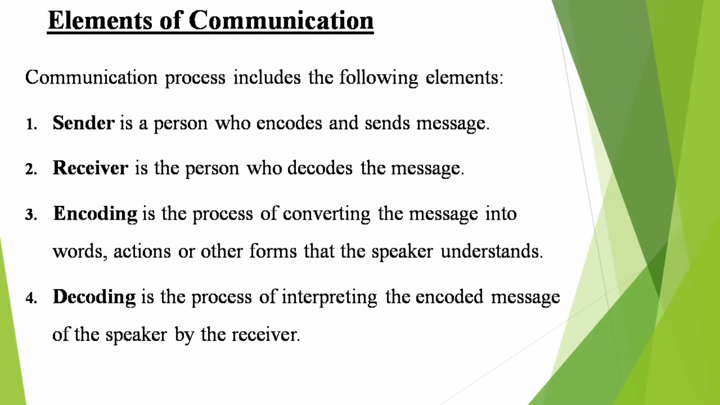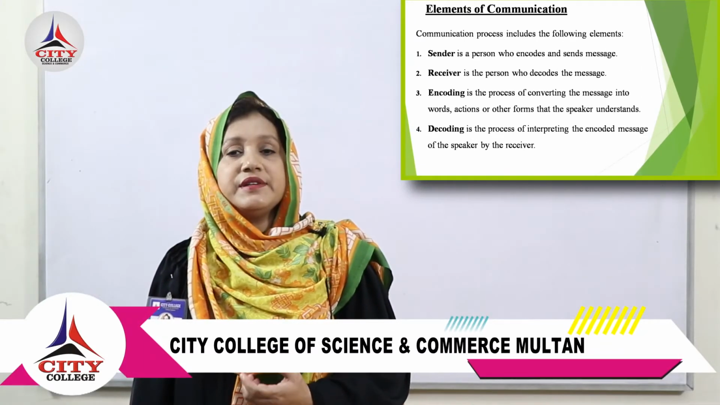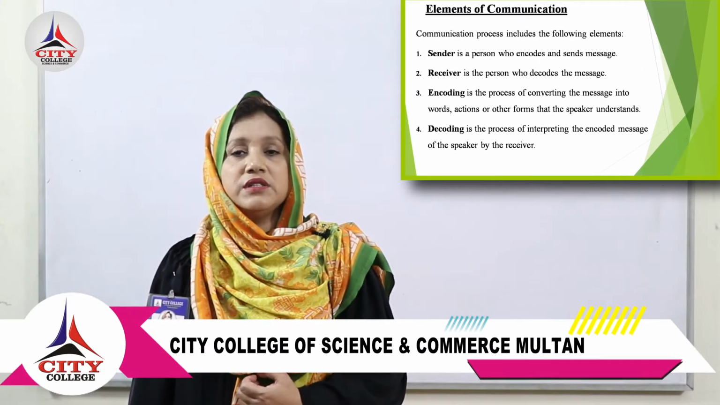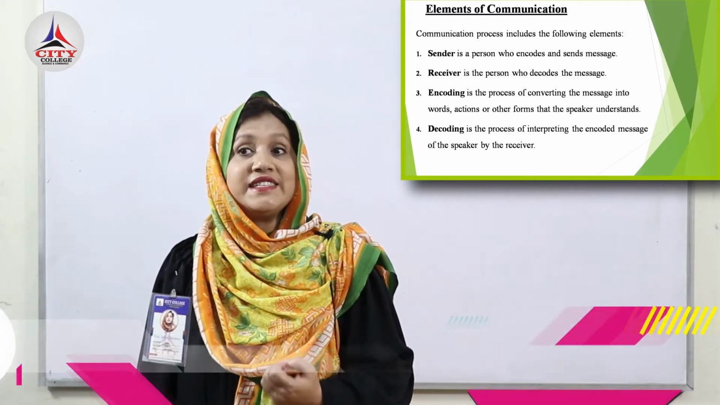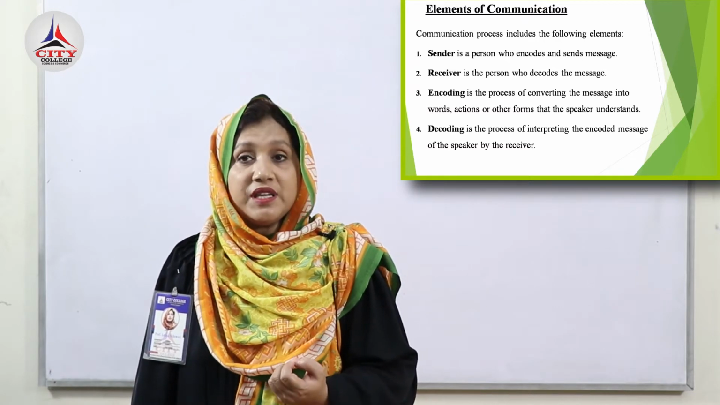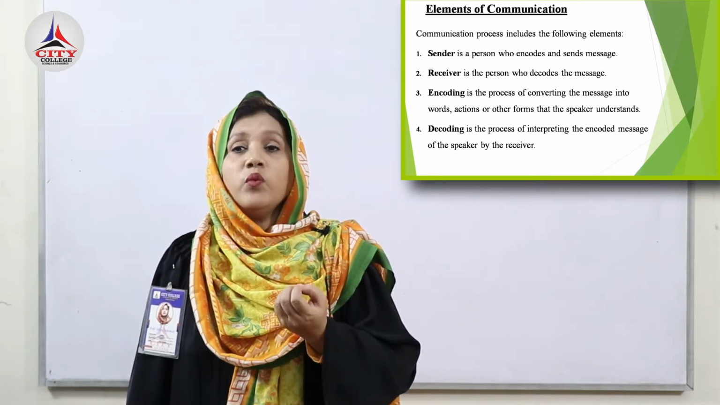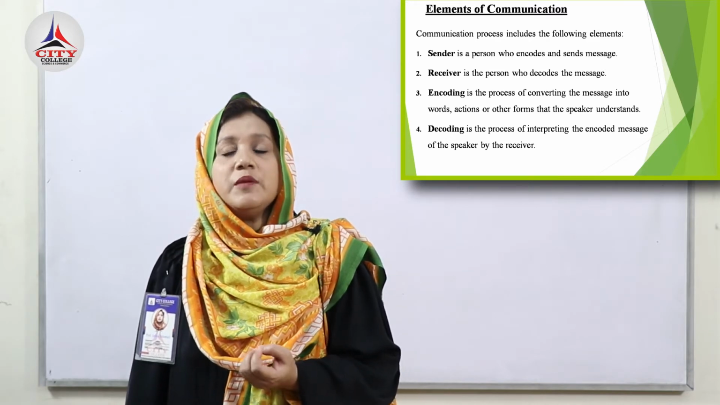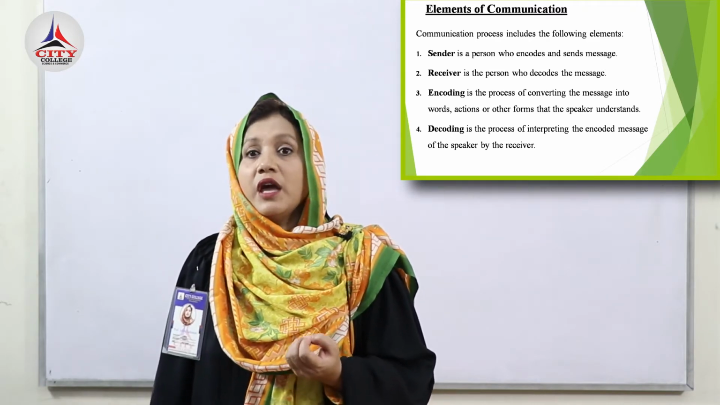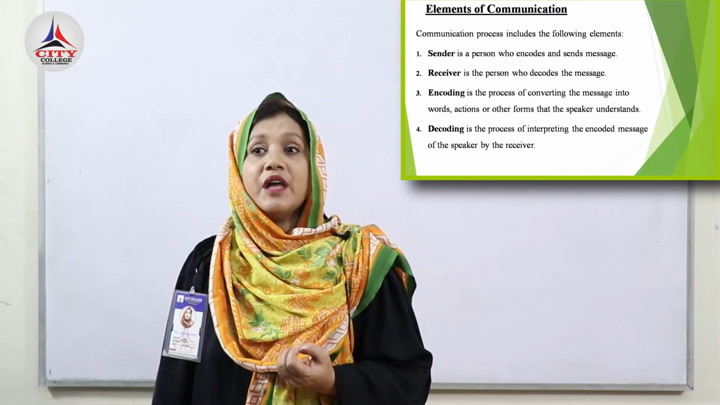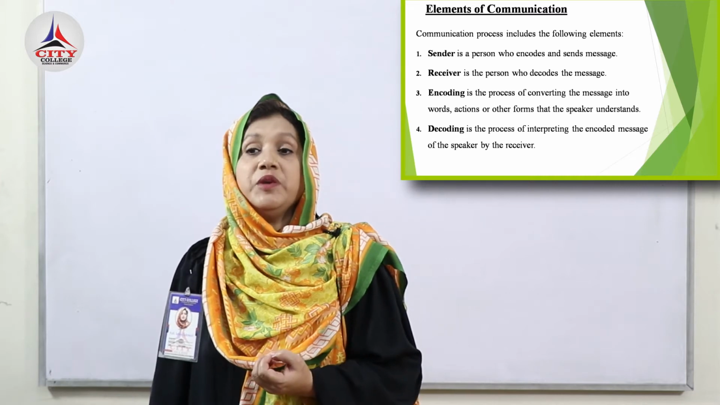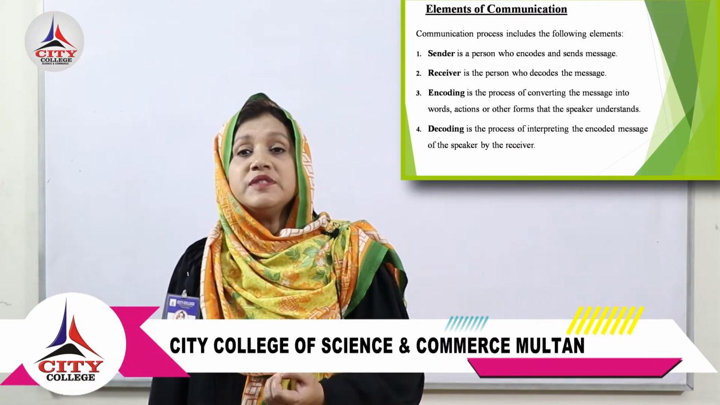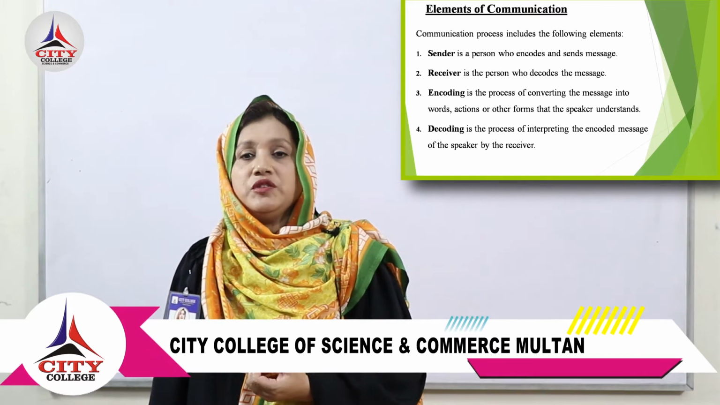Elements of communication. The communication process includes the following elements: sender, receiver, encoding, decoding. Sender is a person who encodes and sends the message. Encodes means write the message, put words into message. Receiver is the person who decodes the message. Encoding is the process of converting the message into words, actions or other forms that the speaker understands. Other form means non-verbal communication.